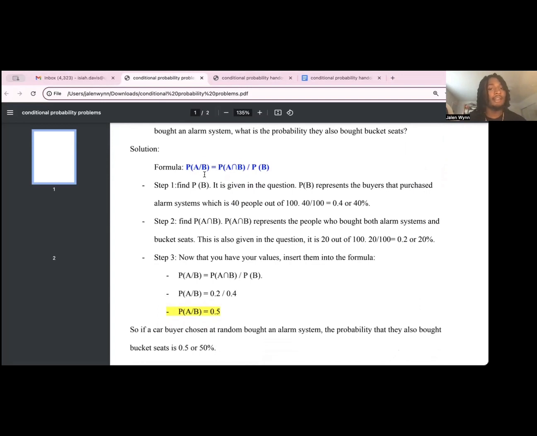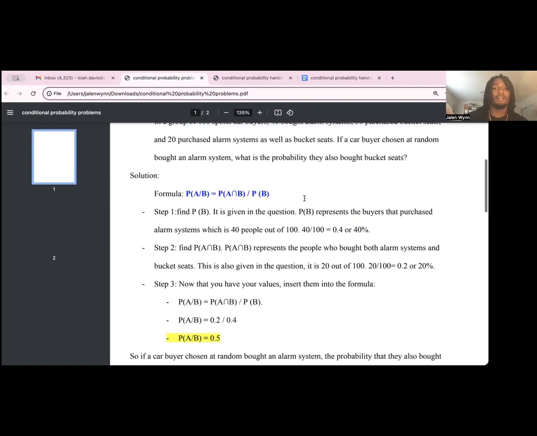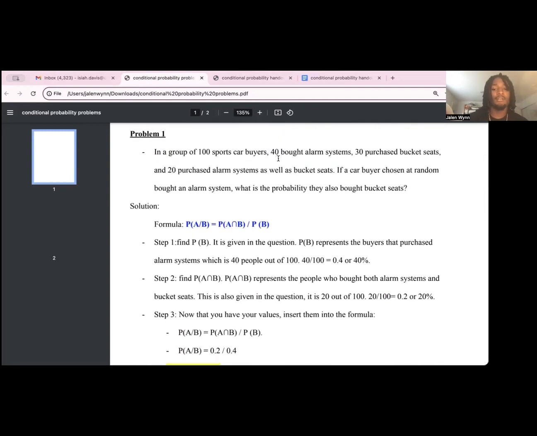As you can see in step one, we're finding B. Basically, what you want to do is use your formula above step one and plug in the answers that were given already. So you see we got 40, we just want to plug it in. You got 40 bought an alarm system, so you plug that in and it simplifies down to 40%.